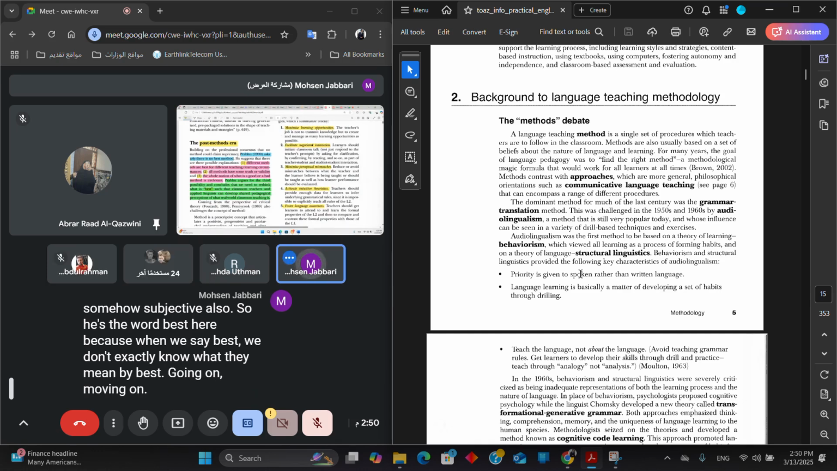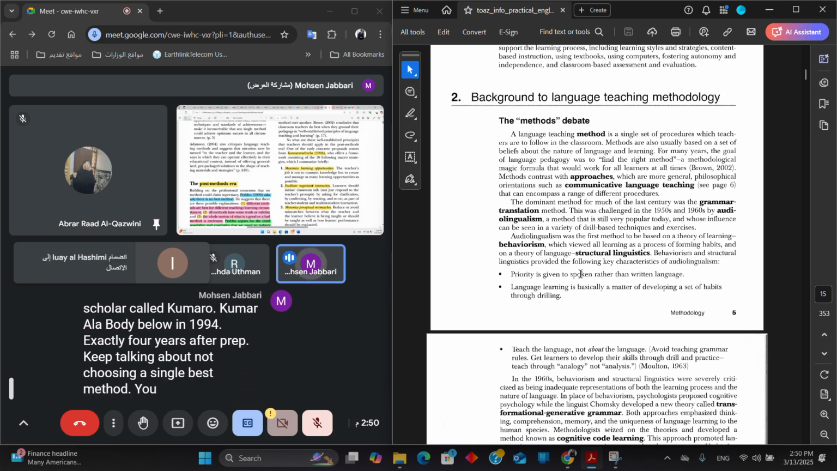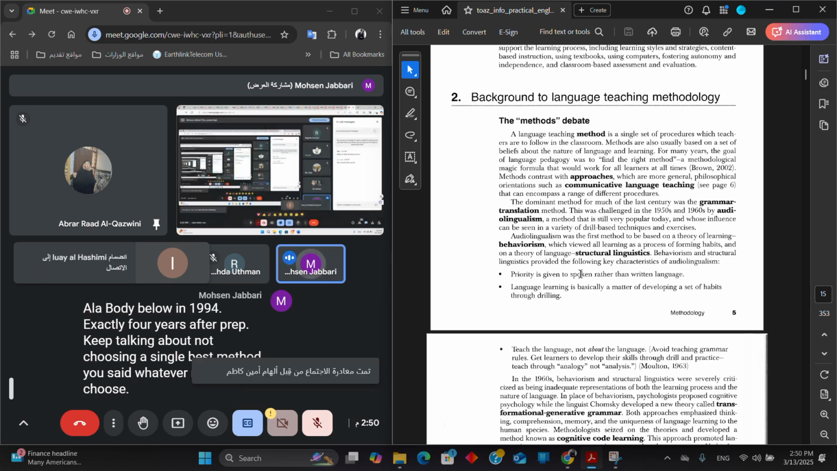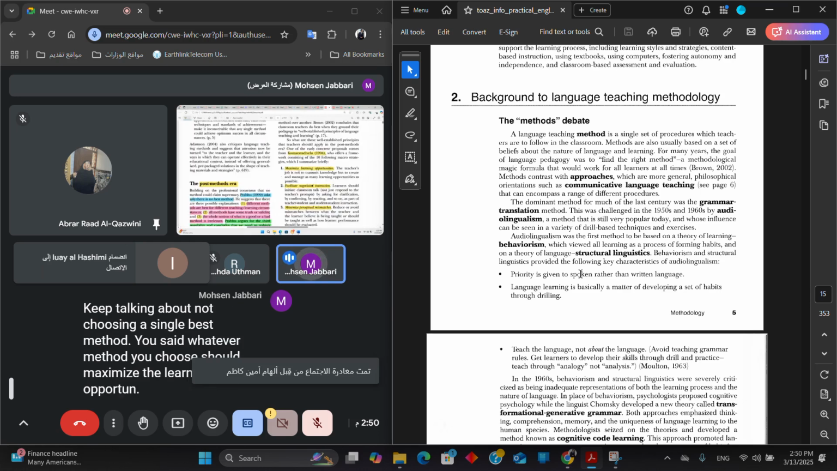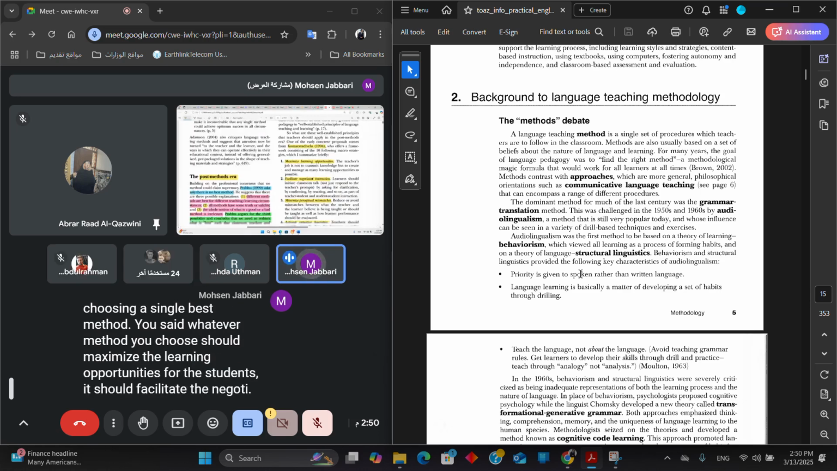Moving on, later on, another scholar called Kumaravadivelu in 1994, exactly 4 years after Prabhu, kept talking about not choosing a single best method. He said, whatever method you choose should maximize the learning opportunities for the students. It should facilitate the negotiated interaction.